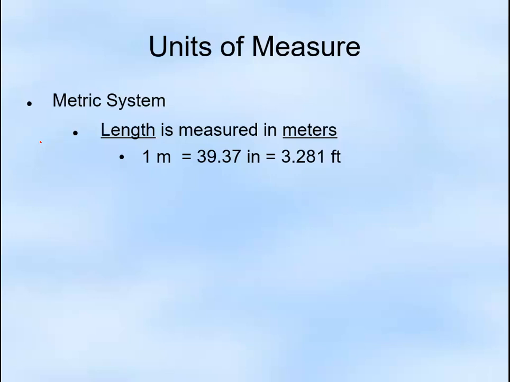So to give you an idea of the difference, 1 meter is equal to 39.37 inches or 3.281 feet. So estimate that 1 meter is 3.3 feet. If you took a meter stick, which lots of teachers use to point to things during their lectures, right? The meter stick is 3.3 feet.